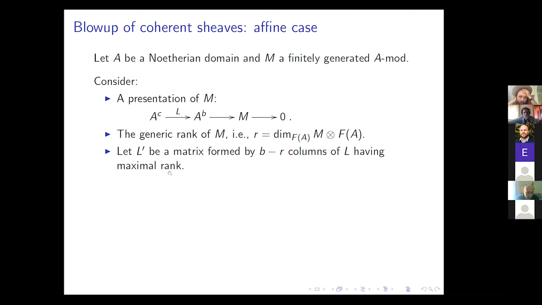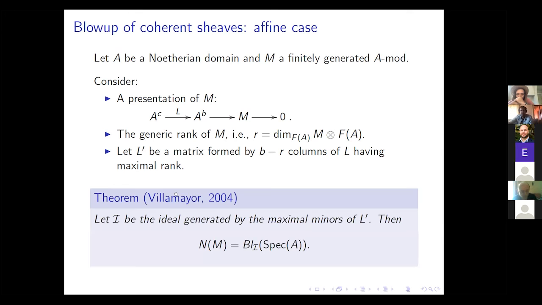In other words, we have this matrix, and we're going to take some columns in there, form a new matrix, and this new matrix must have maximal rank. With these ingredients, Orlando Villamayor proved that by taking the ideal generated by the maximal minors of L prime, then the blow up of this module, or the corresponding coherent sheaf, is the blow up of this ideal. So this is going to be our main tool to compute these blow ups.